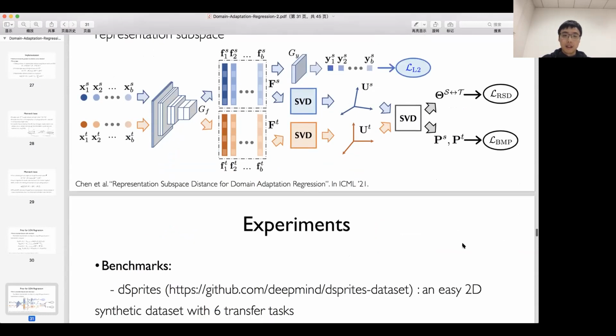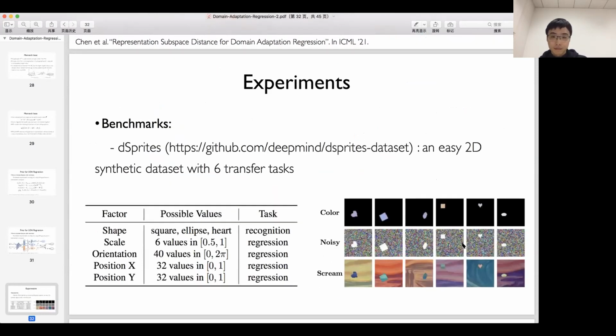And now we can see our experiments. There are three benchmarks. The first benchmark is DisVaries. It is a very easy 2D synthetic dataset with 6 transfer tasks. It has 3 domains: the first one is color, the second is noisy, and the third is screen. In this task, we have 4 regression tasks, and we use 3 of them to test our performance.